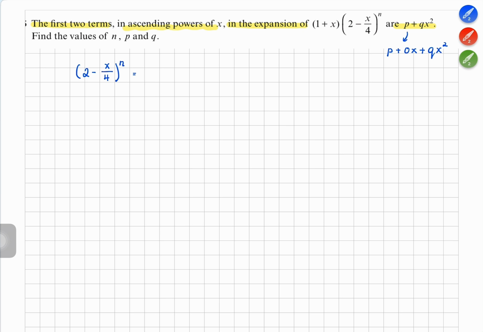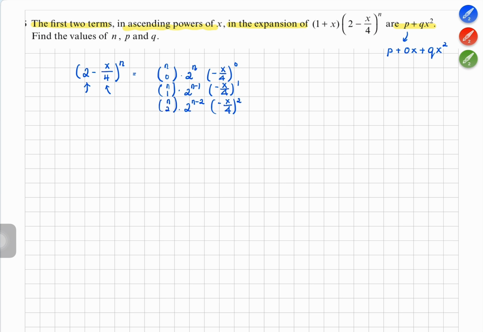So how do we expand? We know the power of the first term will start decreasing. So you write 2 power of n, 2 power of n minus 1, 2 power of n minus 2, because I am looking for the first three terms. And then let's write what happens to my second term. It's negative x over 4 power of 0. Similarly, you get power of 1 and then negative x over 4 power of 2. Let's write the coefficient in front of it. So you will write n choose 0, n choose 1, and then n choose 2. So I am done with this.